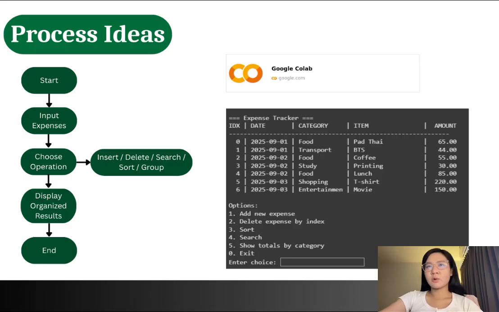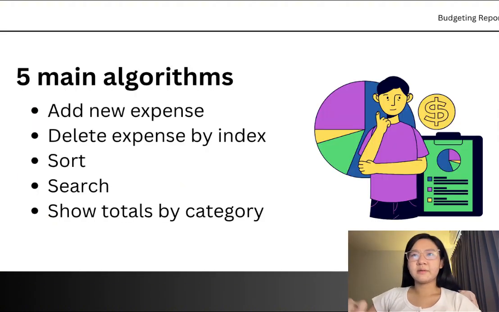And here is the overall process. We start by inputting expenses, then choose what operation we want, like insert, delete, search, or sort, and finally display the organized result. It's a small but effective example of how an algorithm process can help manage data in real life. And there are 5 main algorithms we are using.